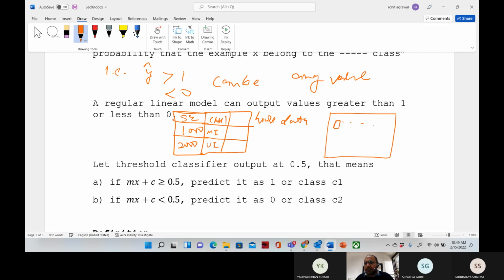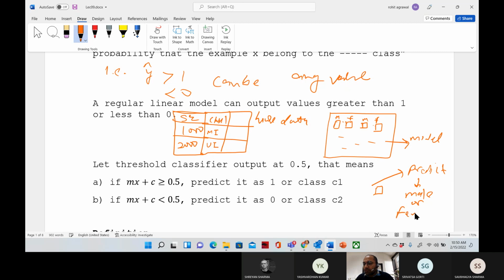One more example: suppose we have some images, male images and female images. Suppose this is a male image, this is a female image, this is a male image, this is a female image. So we have this kind of data. We will build our model, and using this model, when we have a new image, we need to predict male or female. This type of problem comes under the category of classification.